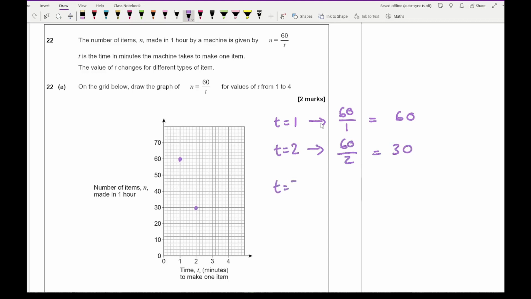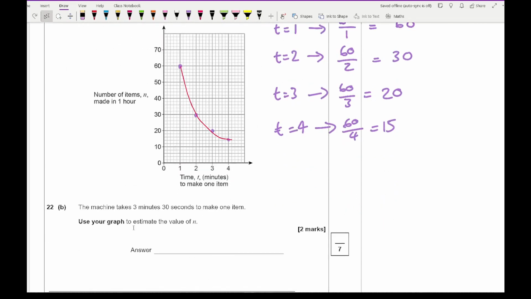When t equals 3, it's going to be 60 over 3, which is 20. So at 3, it's 20. And when t equals 4, it's going to be 60 divided by 4, which is 15. So at 4, 15, which is roughly about there. And again, what you then want to do is potentially draw a curve going through each of those plotted points.